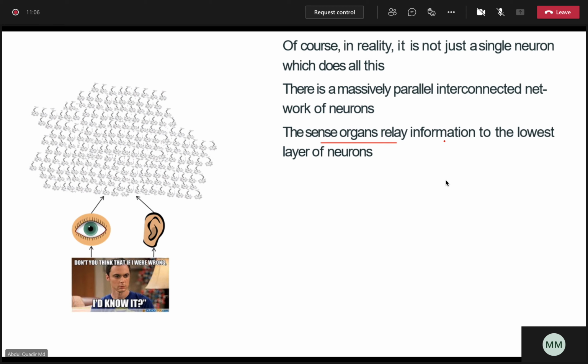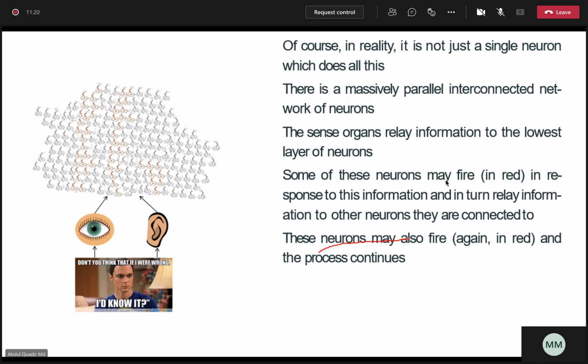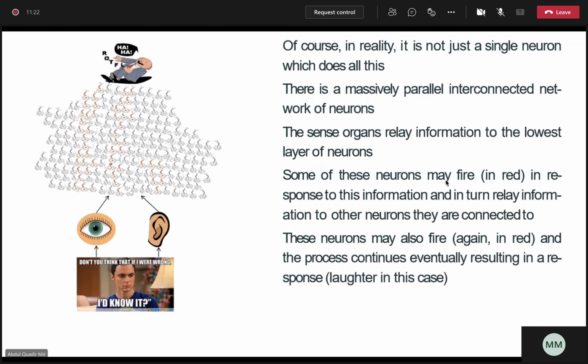So the sense organs relay the information to the lowest layer. Sense organs, right? Eyes, ears, nose, from the lowest layer, and it gets transmitted to the upward layers. Neurons are interconnected, and these neurons may also fire. Can you see this red color? They are transmitting the information from one neuron to another neuron, and not all neurons are coming into the picture.